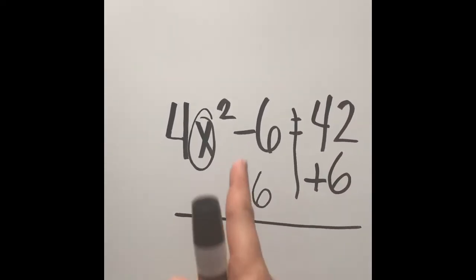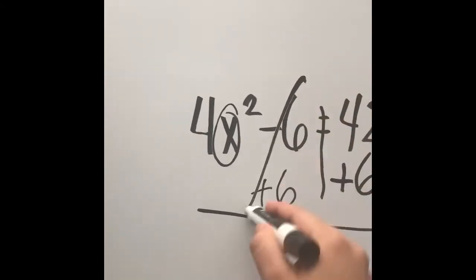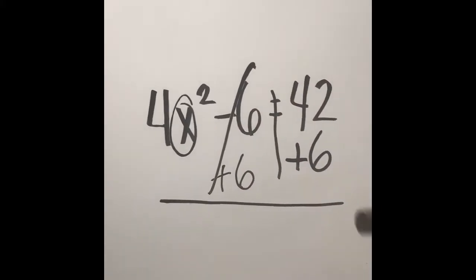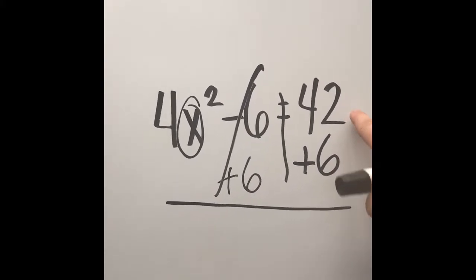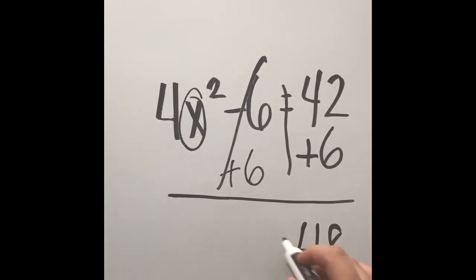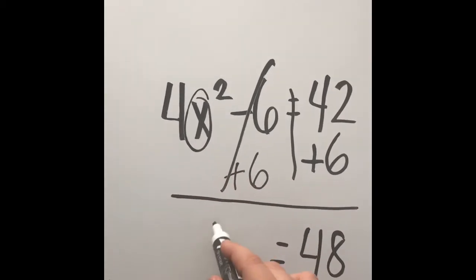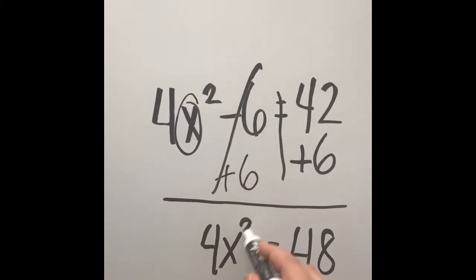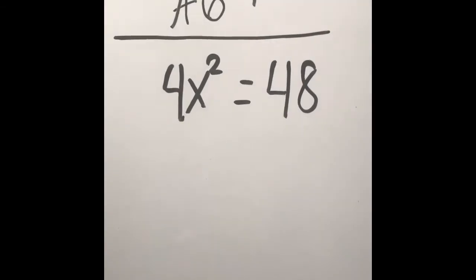On the left, the negative 6 and the positive 6 cancel out, just like we wanted. And let's add on the right. 42 plus 6 is 48. Let's set that equal to what we have left over here. We have 4x squared equals 48 now.